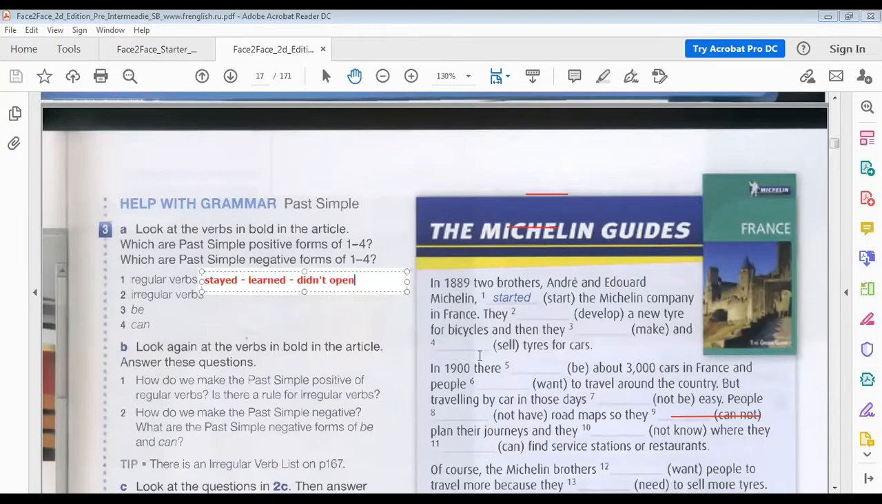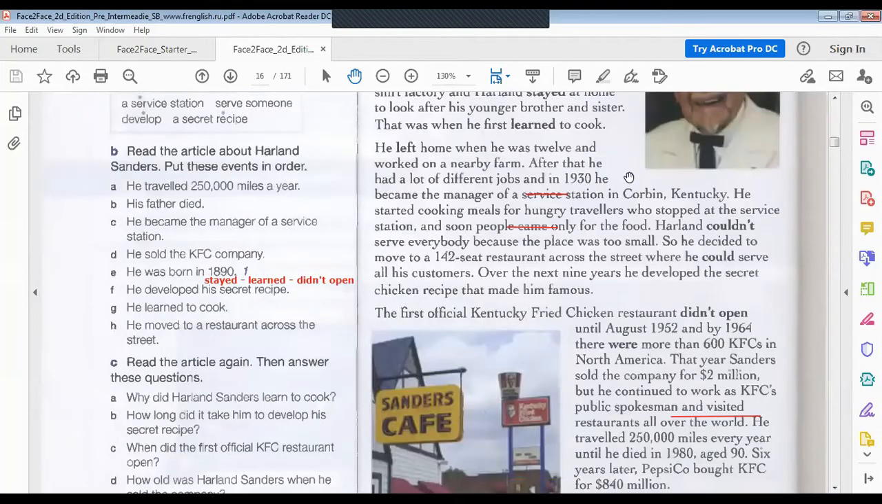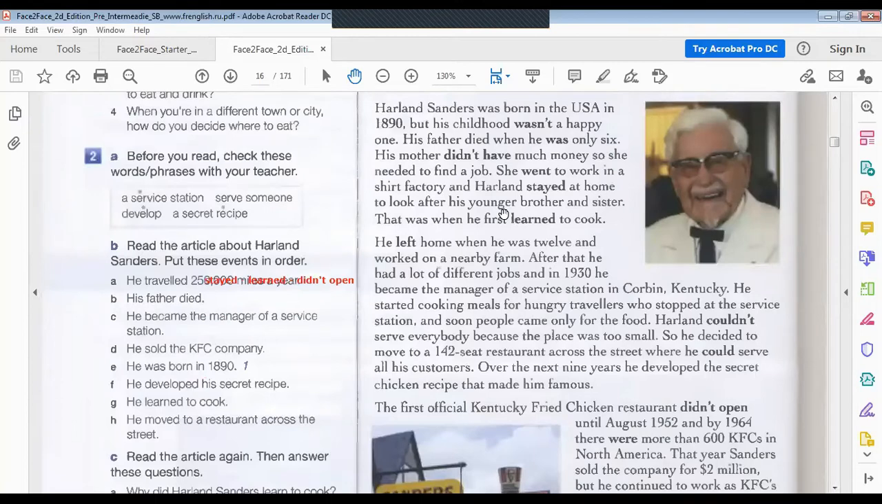Now, what about irregular verbs? Let's look for the irregular verbs. Left, correct. Wasn't? But wasn't is the verb to be. Didn't have. Correct. Didn't have, went, and left.